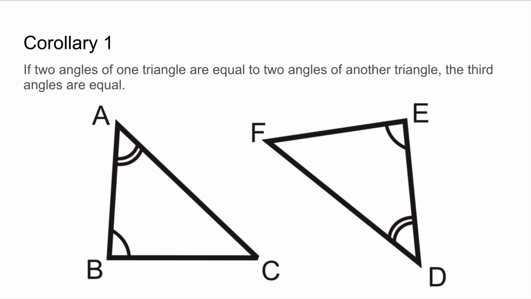Corollary number 1: if two angles of one triangle are equal to two angles of another triangle, the third angles are equal. So if you see two triangles and angle A and D are equal, and they have a second angle that is the same, E and B, you know that it is going to have an equal third angle, F and C.